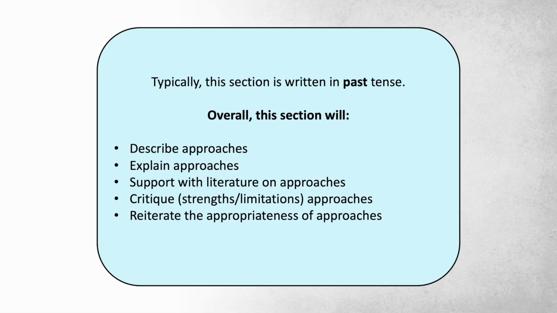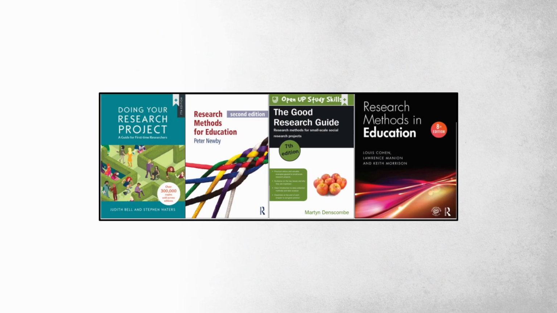Typically, the methodology section is written in past tense, and overall this section will describe approaches, explain approaches, support with literature on approaches, critique the strengths and limitations of approaches, and reiterate the appropriateness of the approaches. And hopefully you gauged that from my breakdown of the draft. For your methodology chapter, here are 4 really useful books to look at on WorldCat to support you. We have Bell and Waters, Newby, Denscombe and Cohen et al.